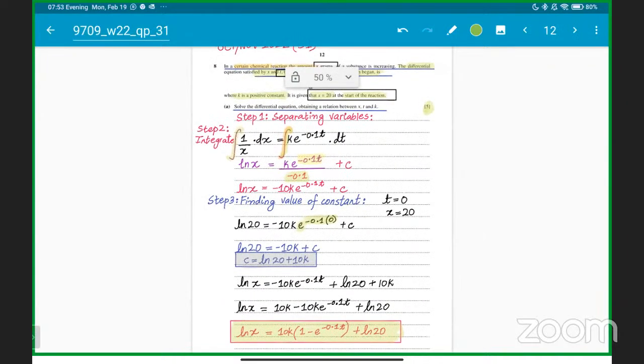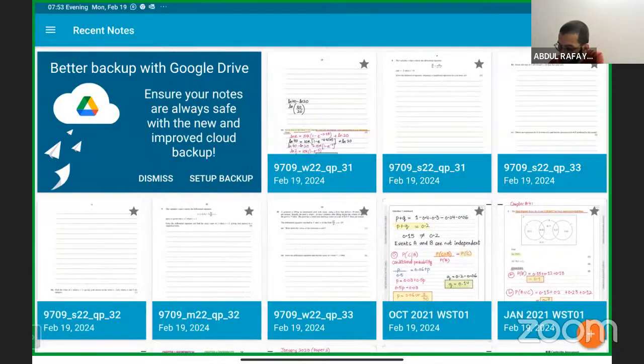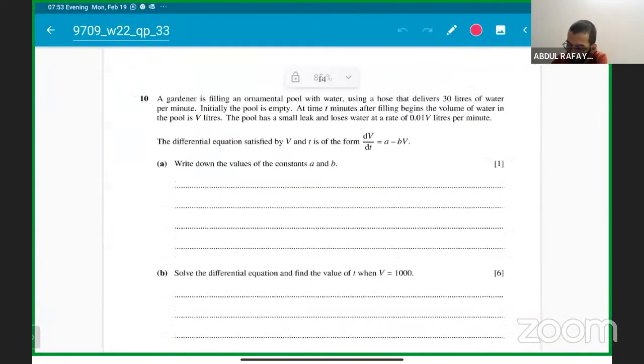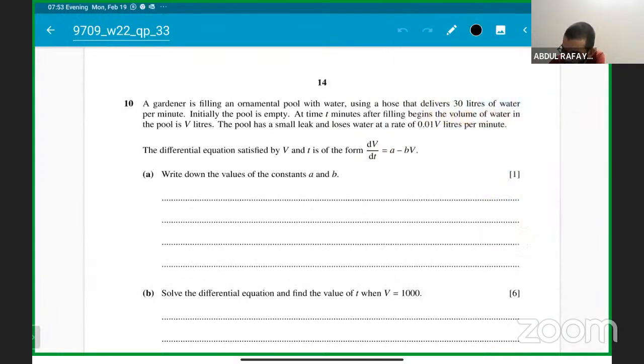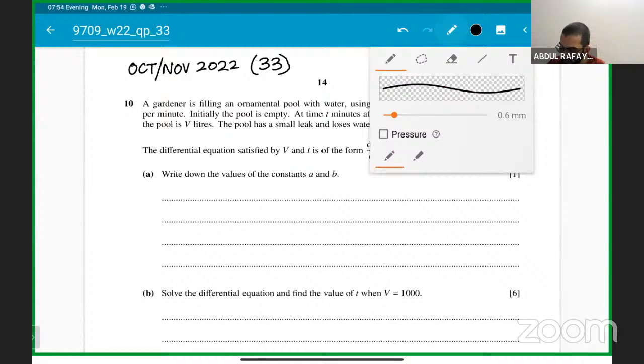Okay, let's move on to the next question. We have done October, November 2022, paper 3, variant 1. Let's have a look at another question from October, November 2022, but a different variant, paper 3, variant 3, which means students need to understand that they will always be tested on differential equations. Differential equations is 100% tested in every paper.